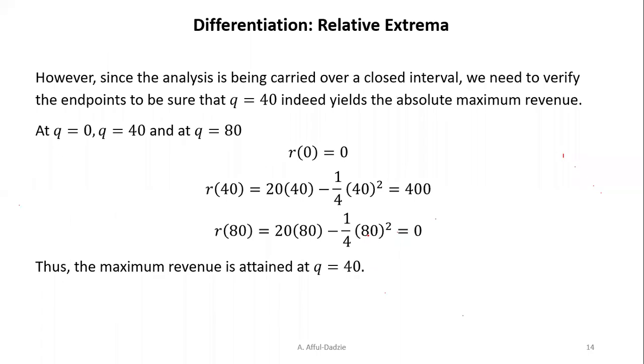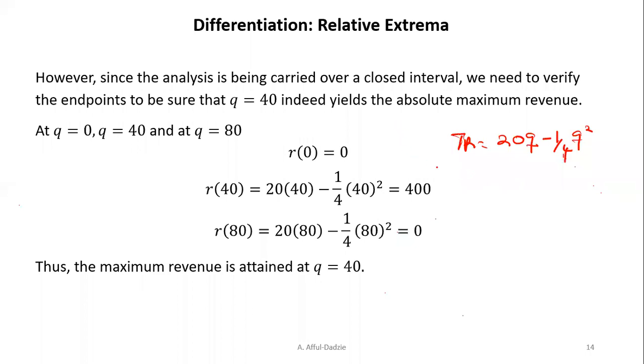Since the analysis is being carried over a closed interval, we need to verify the endpoints to be sure that Q equals 40 indeed yields the absolute maximum revenue. We don't want any instance where Q is a maximum value, but the highest possible revenue is not attained at Q equals 40. So first, we go back to our total revenue function, which was 20Q minus 1/4 Q squared.